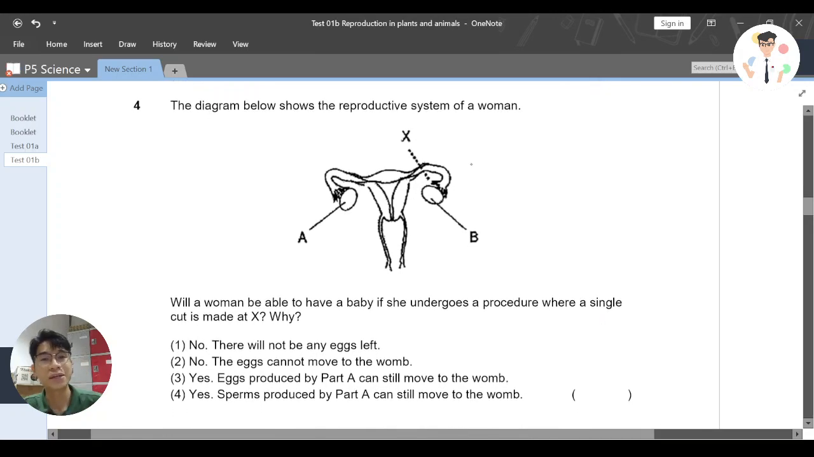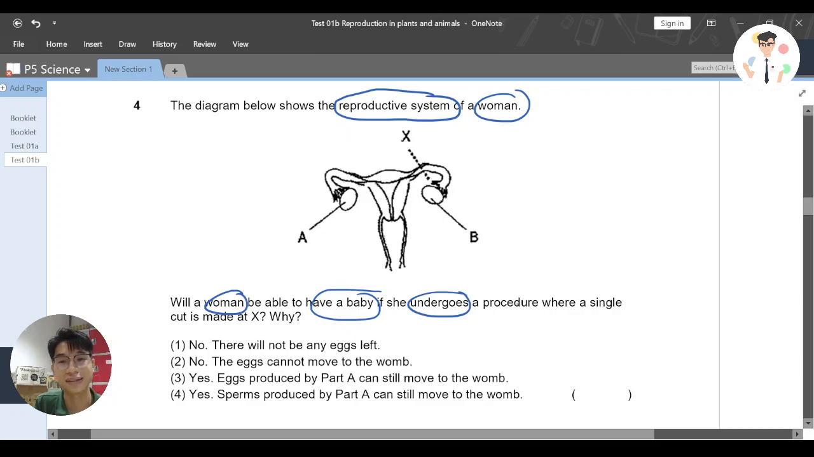The diagram below shows the reproductive system of a woman. When we talk about a woman's reproductive system, we know this is about the human reproductive system. Will a woman be able to have a baby if she undergoes a procedure where a single cut is made at X? As you can see, X is here and a single cut is being made. Are they still able to have a baby? Now, number 1 here says no, there will not be any eggs left. Not really, right? Now you need to understand a very important concept: here it is able to produce but not able to travel.